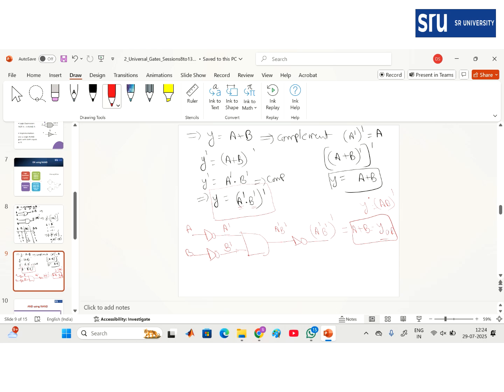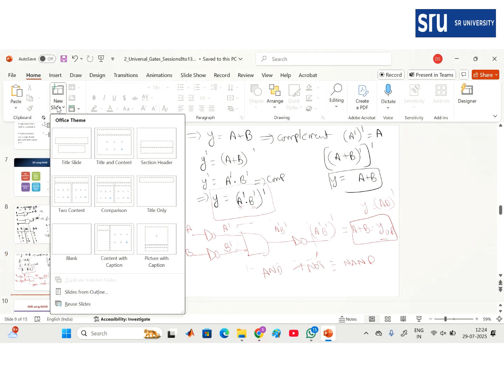So what I need to do, I have to consider first NOT gate, then NOT gate for two inputs connected to AND gate. So here if you look at this, I have AND gate plus NOT gate. What is AND plus NOT? That is definitely NAND gate, right? So let us consider one more new slide.